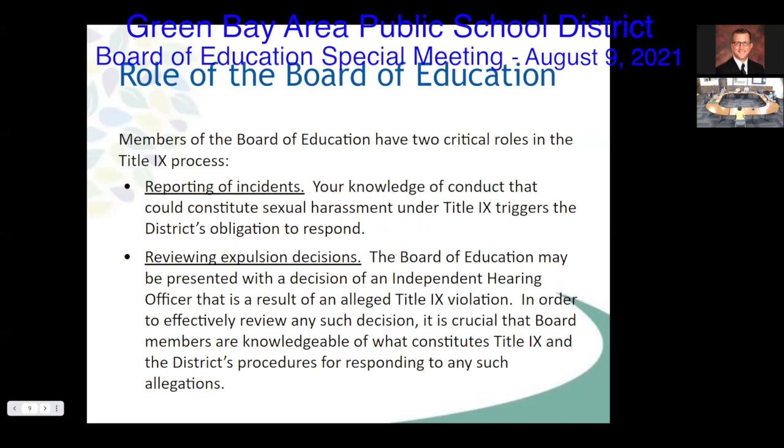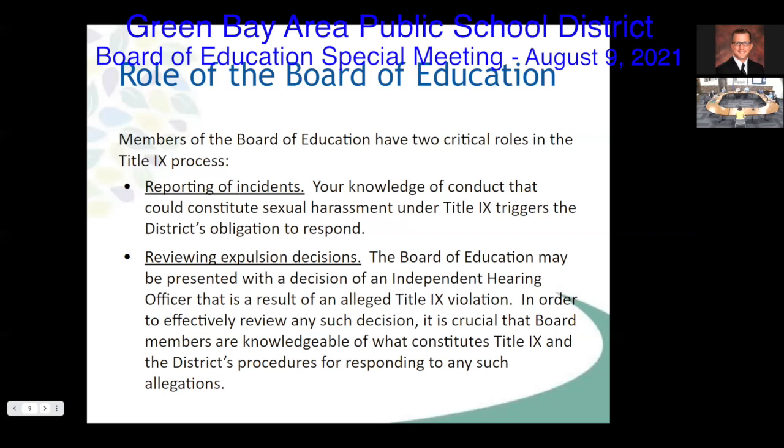In many cases, the only way that I, or any other administrator, is going to know that you have knowledge or were made aware of a situation is that you must report the relevant information to me, or at least to another administrator. Because you have to remember that Title IX protections apply not just to students, but they now apply to employees as well.